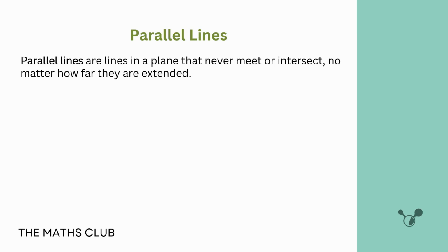Let's move to parallel lines. Parallel lines are lines in a plane that never meet or intersect, no matter how far they are extended. So if something is parallel to another, they would never meet or intersect. They always remain the same distance apart. These are two key things of parallel lines. If it doesn't have these two features, it is not a parallel line.